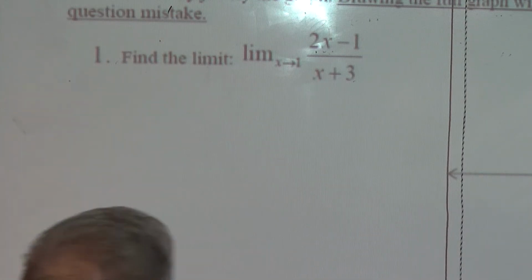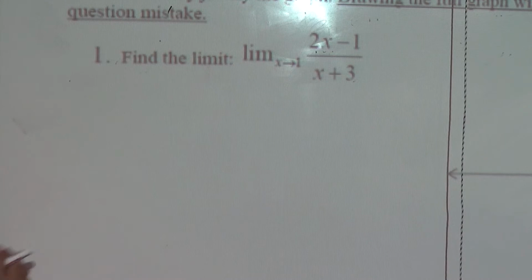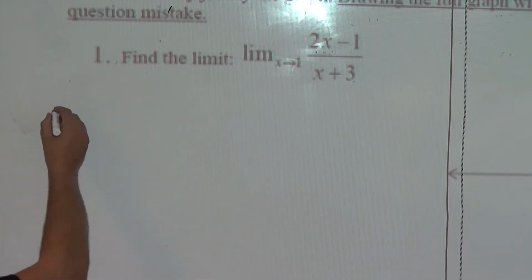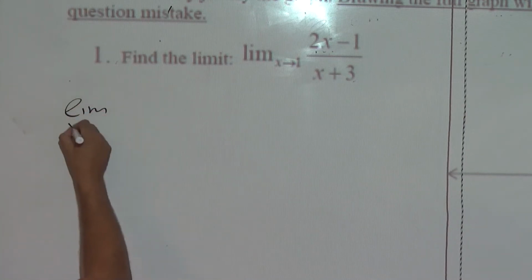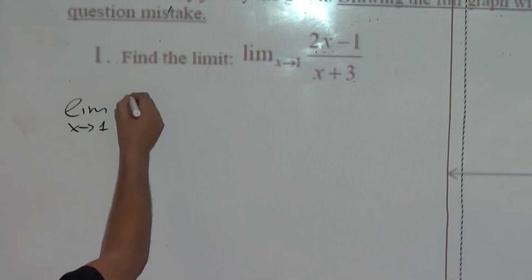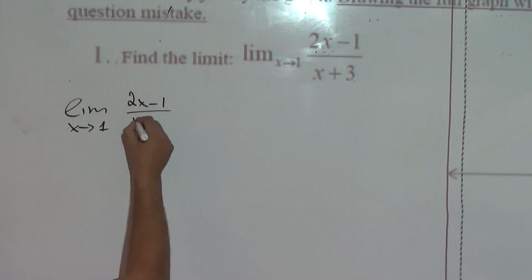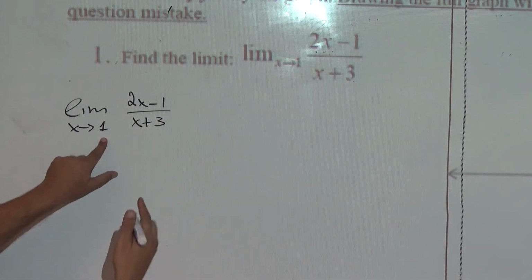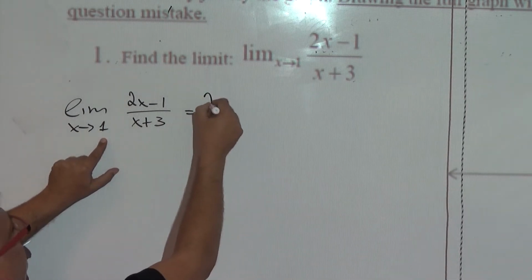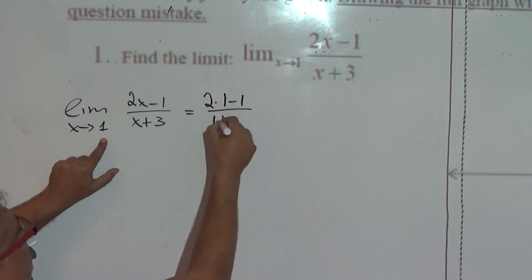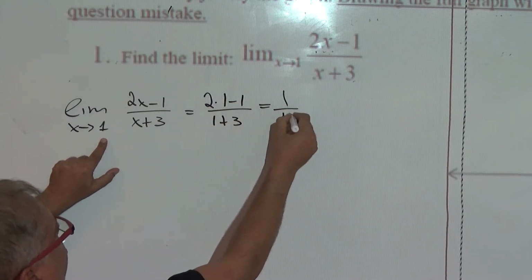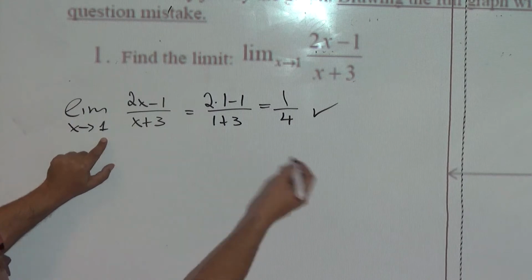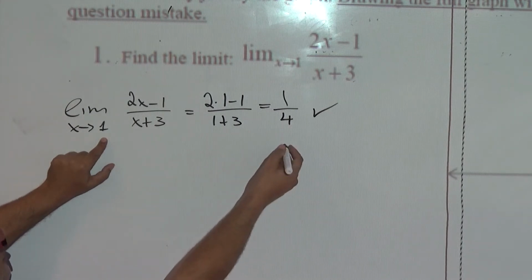So let's say I want to find this limit. I want to find the limit as x goes to 1 of (2x - 1)/(x + 3). This is a limit to a point, so all I have to do in the beginning is to substitute the point in. So I get 1/4. And since I've got a value, the limit is found, the limit is 1/4.